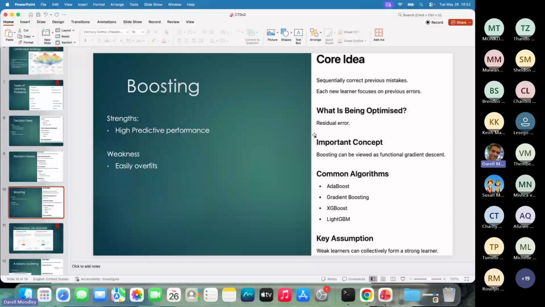There are different types of boosting algorithms: AdaBoost, gradient boosting, XGBoost. XGBoost is probably the most popular one that's used.